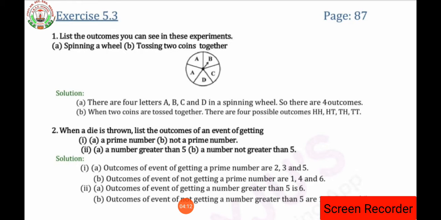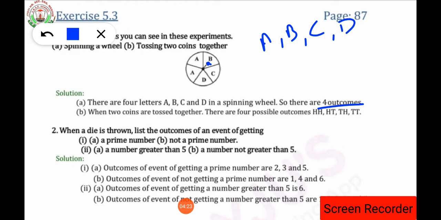So what will the answer be? Four outcomes can come. Either this pointer will stop at A, maybe it stops at B, maybe it stops at C, maybe it stops at D. So four conditions or four results we can observe here. Second, tossing two coins together. As I told you beforehand, four conditions can come. Either both coins have head together, both coins have tail together, or one head and one tail for the first coin and one head and one tail for the second coin. So again, if we toss the two coins together in the air, we have four conditions.